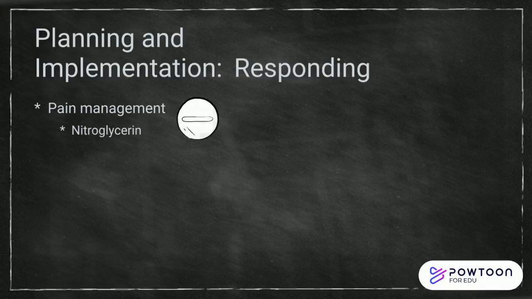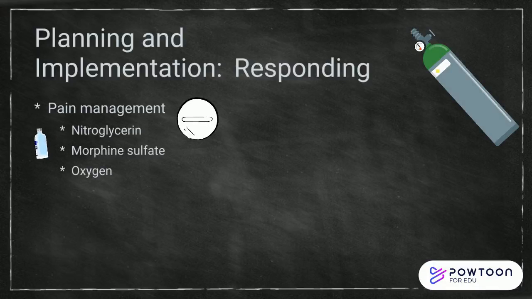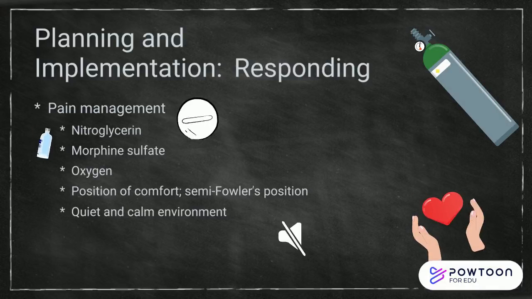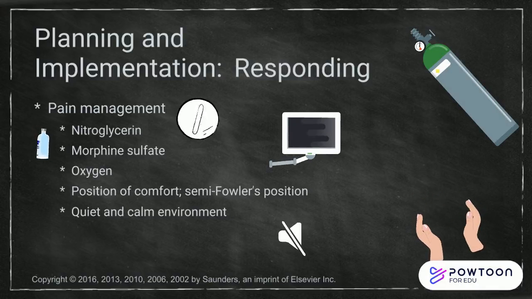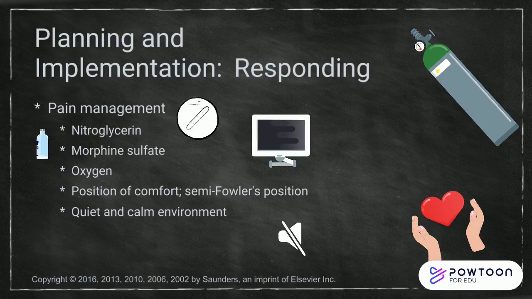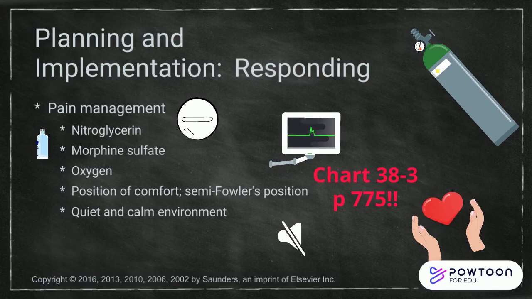Your nursing implications are going to revolve around reestablishing cardiac perfusion. Do not delay the EKG or the labs, but some of the medications you may give for acute coronary syndrome include nitroglycerin, morphine, and oxygen. Put them in semi-Fowler's and try to keep them calm.